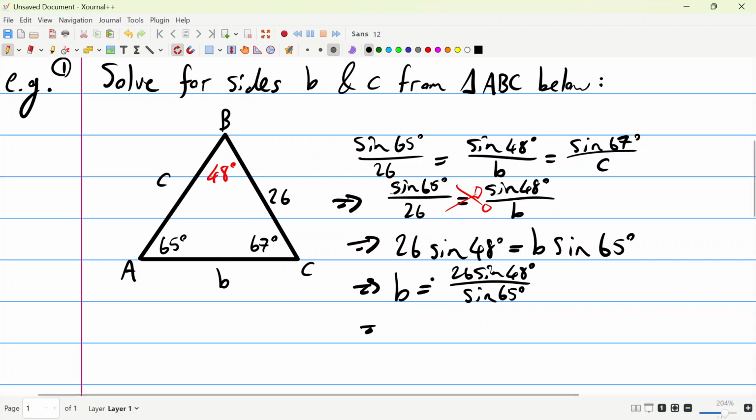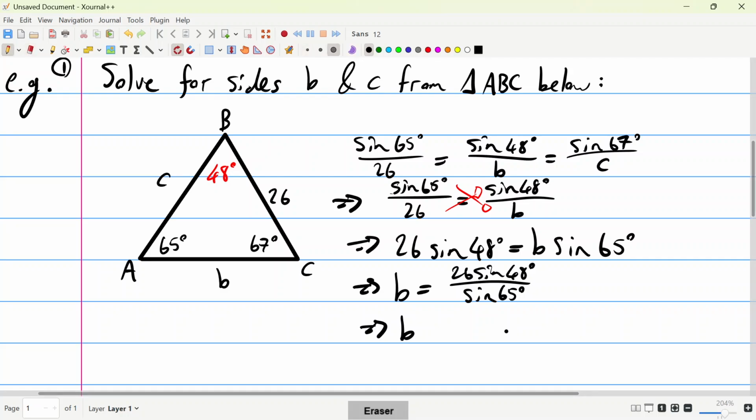Then b is equal to, using our calculator, approximately 21.32.